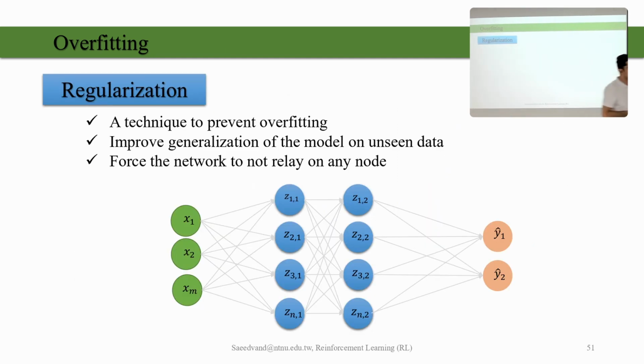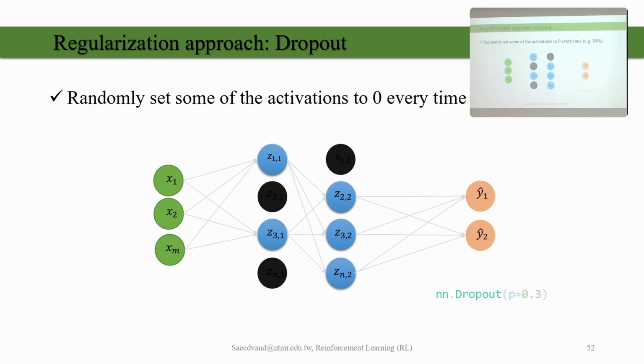One of the techniques is regularization. So what is regularization? I first define it: a technique to prevent overfitting and improve the generalization of the model for unseen data. If we consider we have a network like this, what is happening? Randomly, I am dropping out some of the nodes or activations as outputs of my network every time.